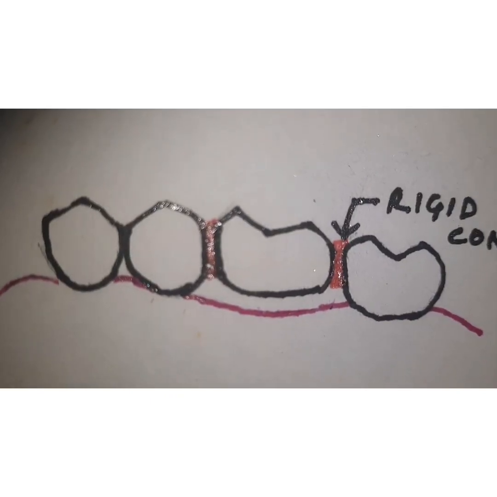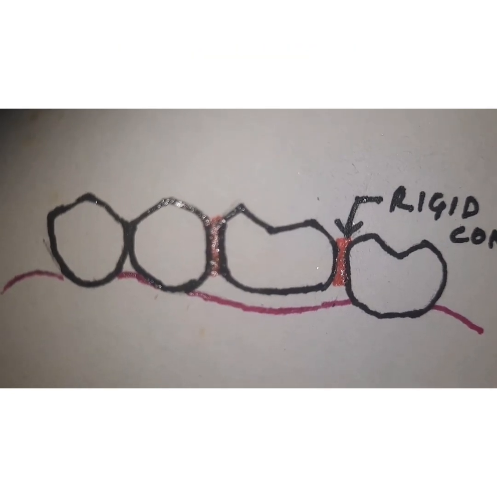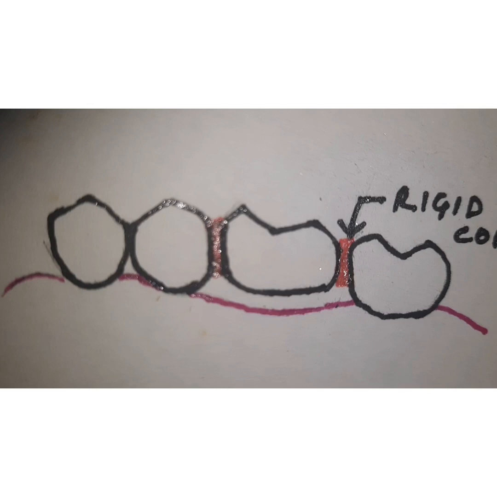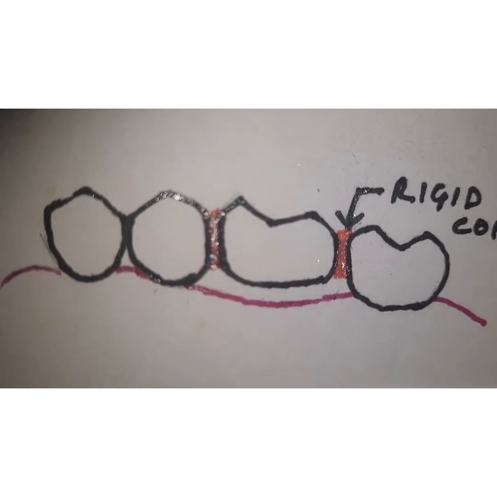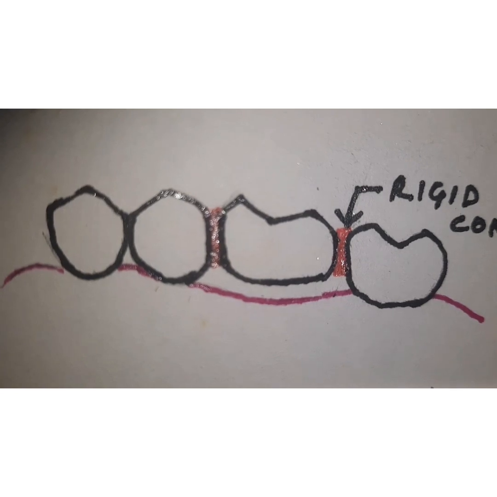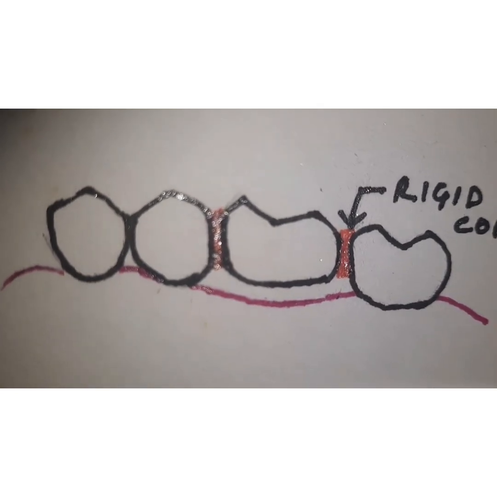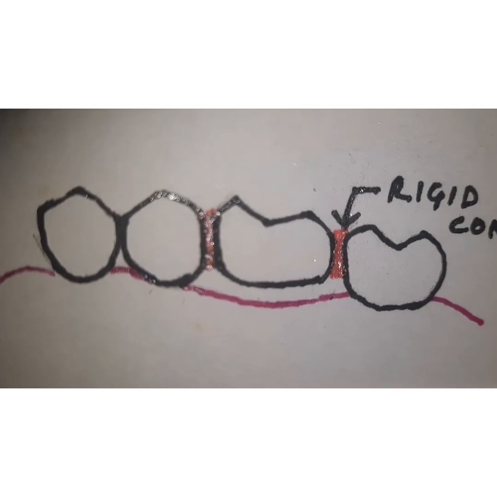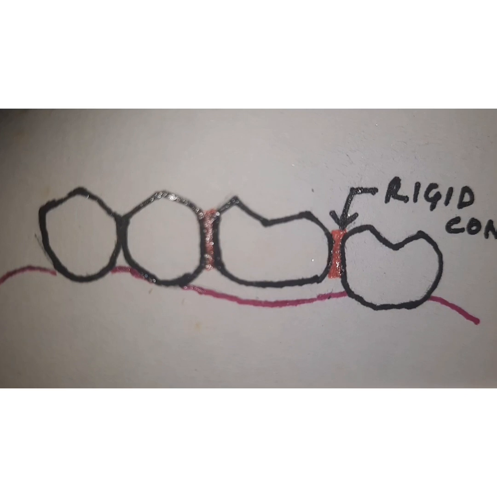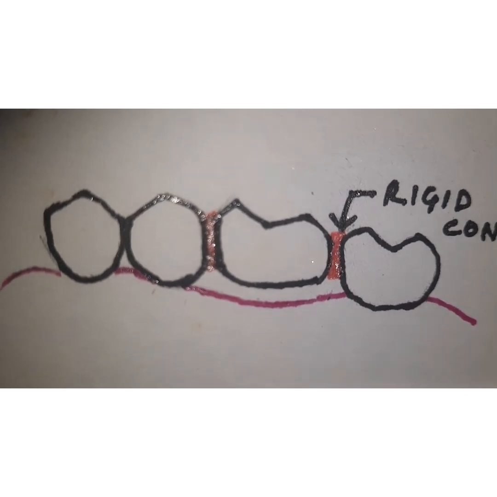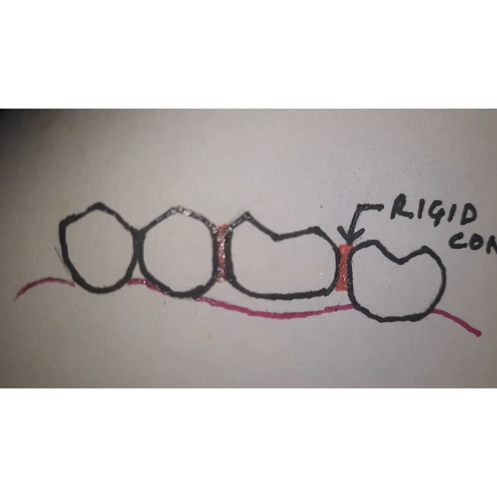Rigid connectors. Rigid connectors are one of the most widely used, and they are the most commonly used connectors in fixed dental prostheses. Here, all the components, whether they are the retainers or the Pontics, are connected rigidly, and that is the reason they are called rigid connectors. The forces are distributed over two or more abutment teeth, as you can see in this figure also.